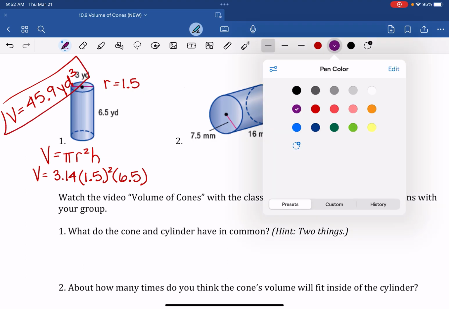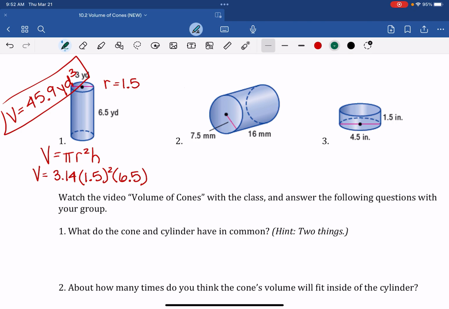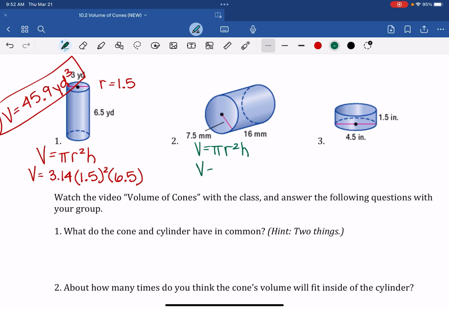Okay, the next one, we already have the radius on there, so I'll write the formula and then plug in the numbers. So 3.14 times 7.5 squared times 16, and put that all in your calculator. You should have gotten 2,826 millimeters cubed.